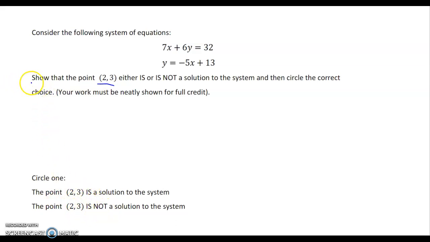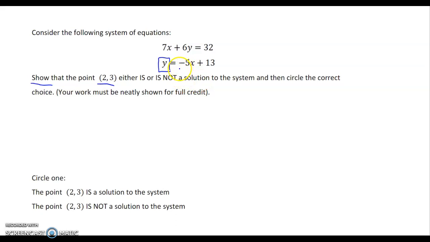So notice we need to show that this point either is or is not a solution. To show that, we're going to have to solve the system of equations. We could solve either by elimination or substitution. Looking at this one, because it's solved for y, this y is totally isolated, so I'm going to go for substitution.